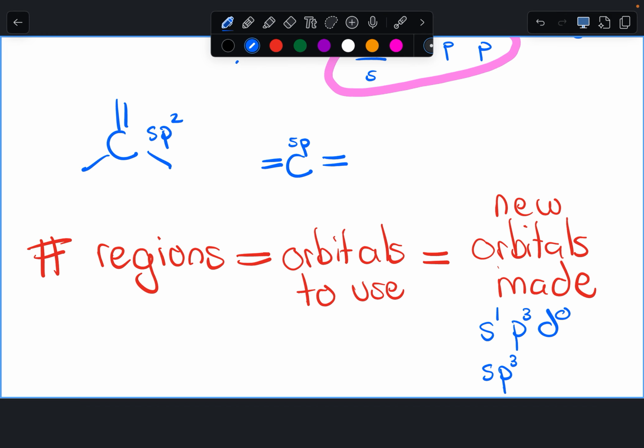Yeah. How would you determine what that is then based on? The number of regions. Yeah, just like I did. SP for this guy because it has 2 regions. SP2 because it has 3 regions. PF4, I think, looks like this. 5 regions. 1 S, 3 P's, 1 D. So SP3D.